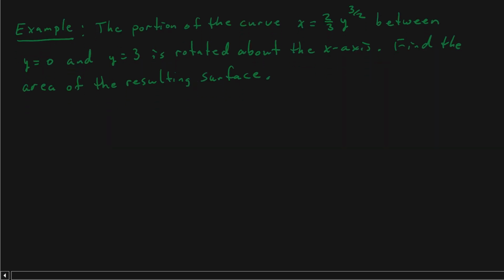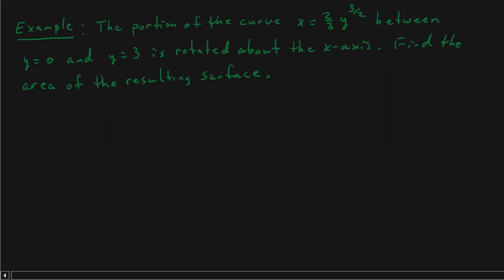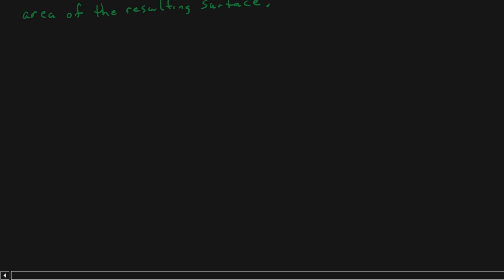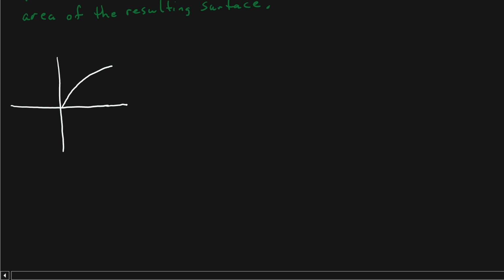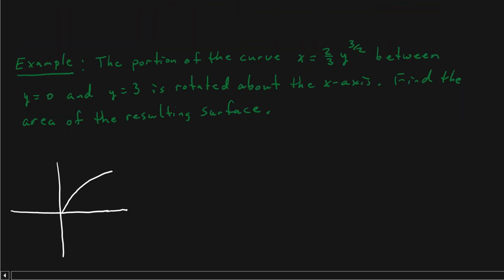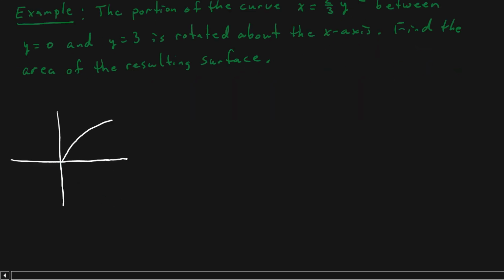All right, so let's look at the next one. We've got the portion of the curve x equals 2/3 y to the 3/2 between y equals 0 and y equals 3 is rotated about the x-axis. Find the area of the resulting surface. All right, so let's just go ahead and sketch a quick graph of this. So this graph is going to look something like that. And we are rotating about the x-axis.